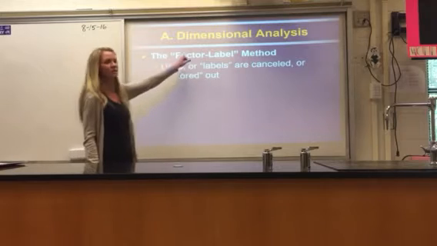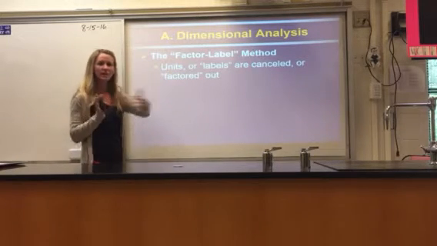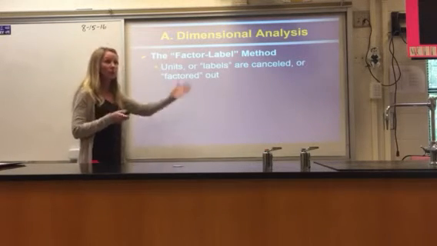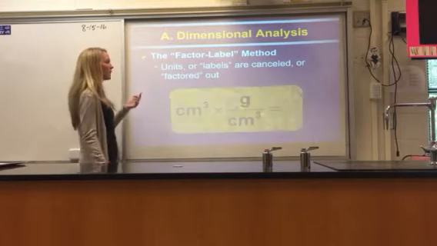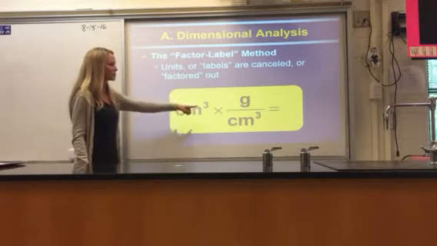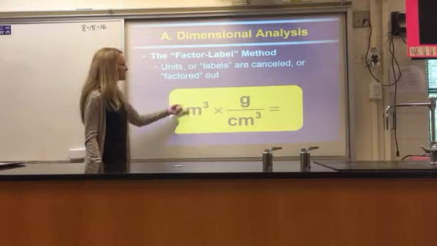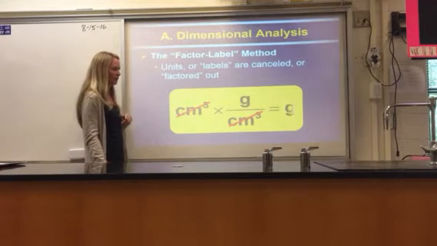Sometimes dimensional analysis is called the factor label method, meaning if you set up all of your units and you label them all properly, the ones that you don't need will be factored or canceled out. Like centimeters cubed times gram per centimeters cubed, the centimeters cubed end up canceling out and you're left with grams.